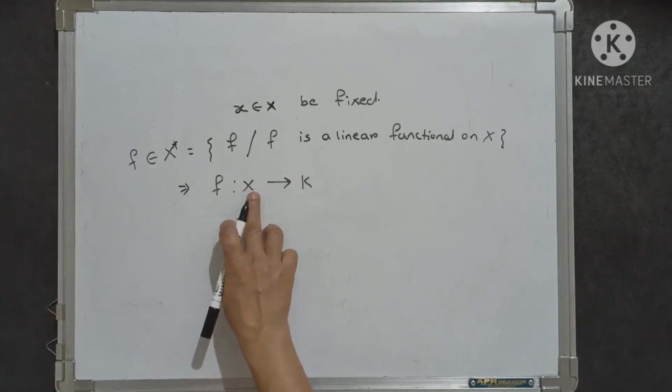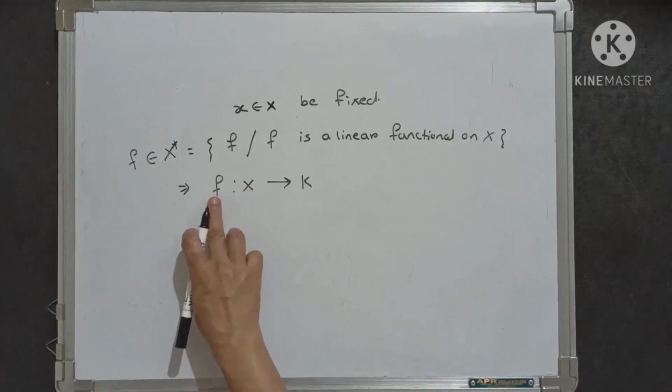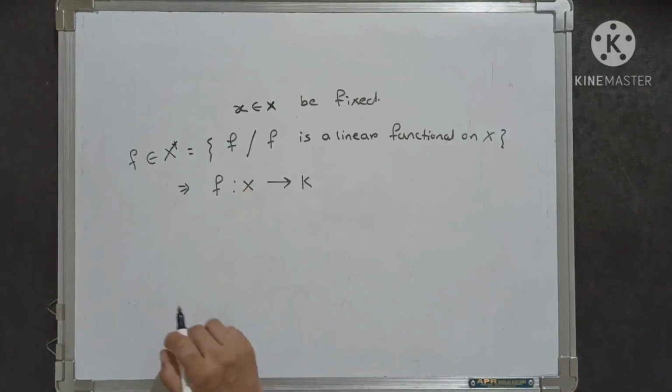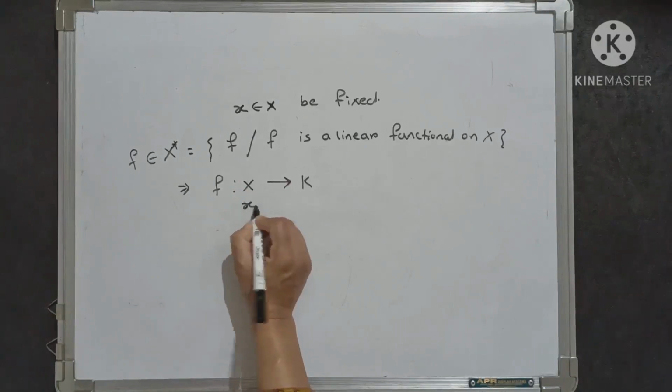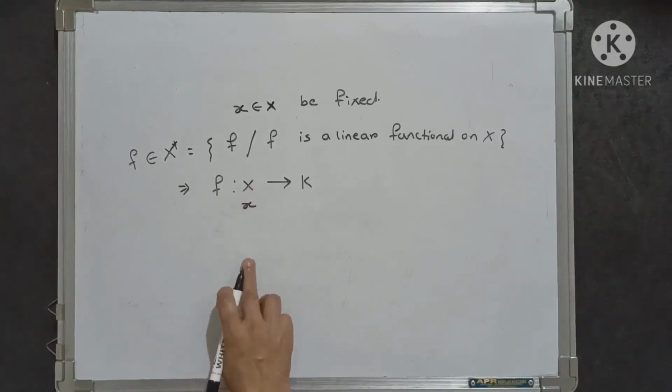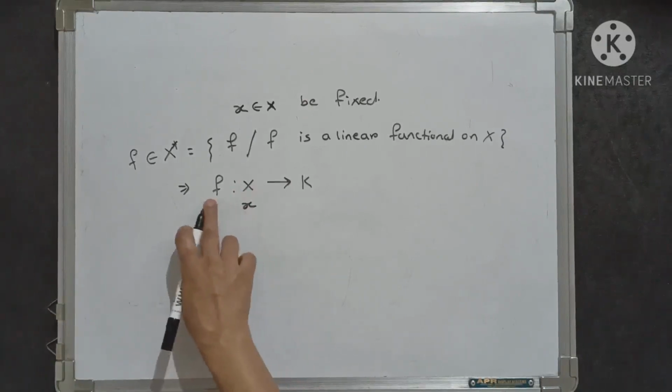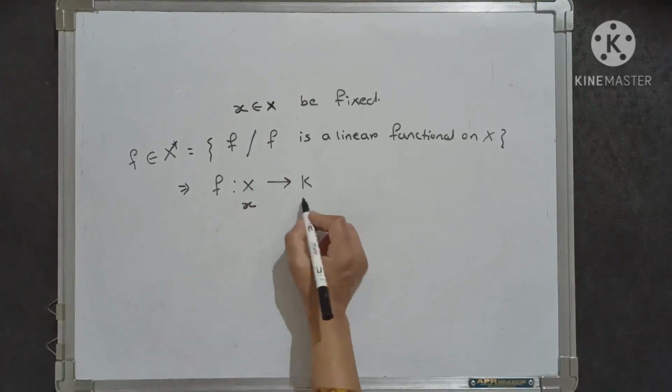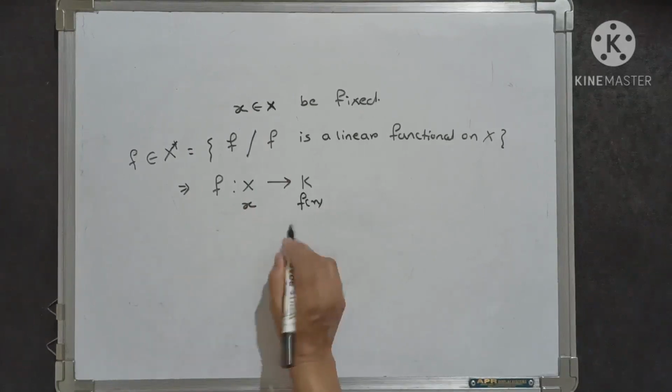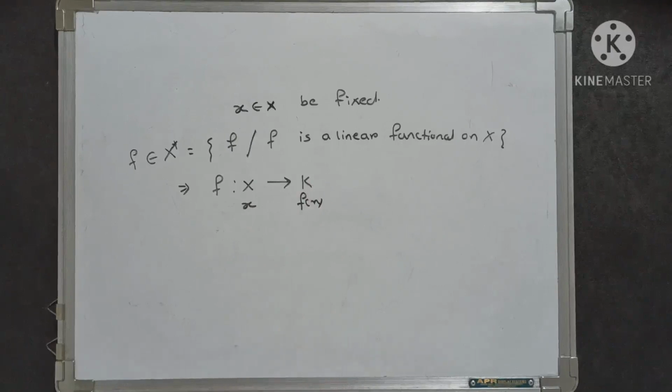Now f is applying on capital X, which means that f is applying on each element of capital X, and here small x is an element of capital X. Therefore f is applying on this x, and we are getting the element f of x. Now f of x is an element of k, that is, f of x is a scalar.